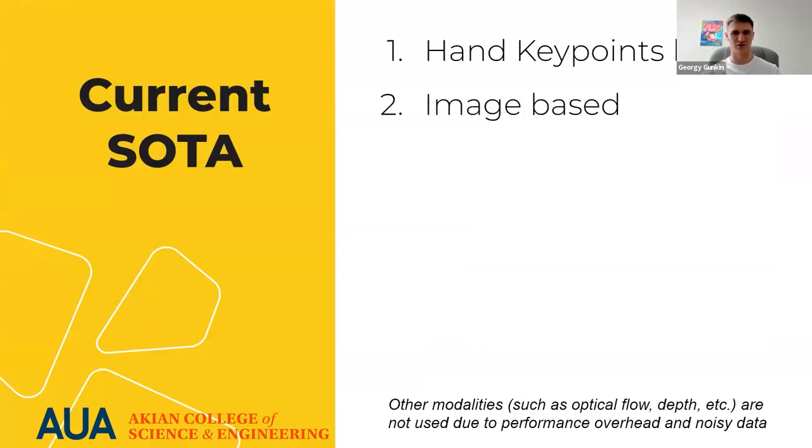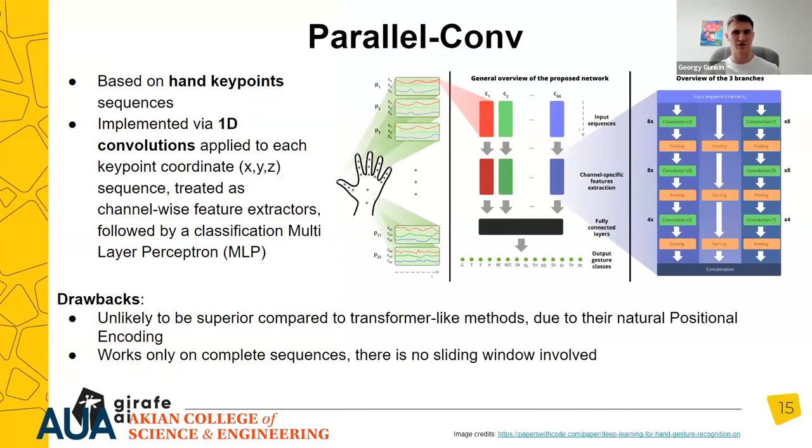So we'll discuss the current SOTA approaches. And as I said, we'll use only hand key points and pure RGB image-based approaches. First is ParallelConv. Basically, it does 1D convolutions applied to each key point coordinate in the sequence, but it doesn't really treat the sequence as a sequence. So it's unlikely to be superior to sequence-based methods like transformer architectures.